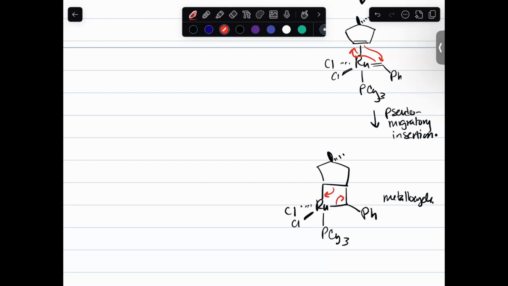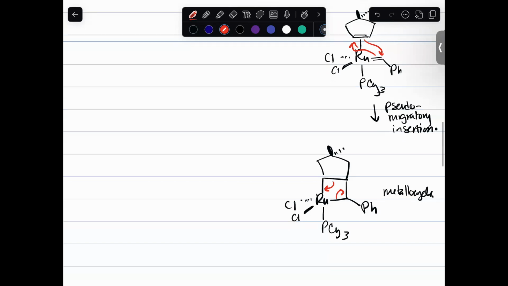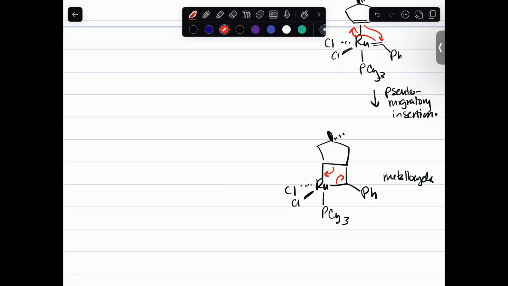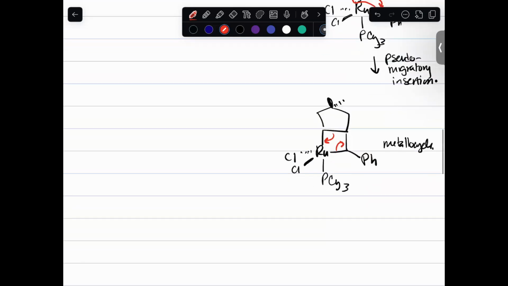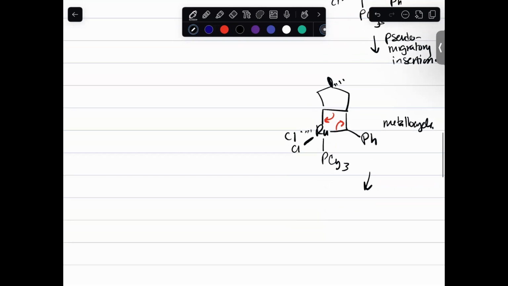Again, you're trying to open up a ring. So when it collapses, you're trying to form the five-membered ring. If you don't open up the five-membered ring, then you're just going back to your starting material, right? And so you've got to open up that five-membered ring. So let me go ahead and draw out what that product looks like.